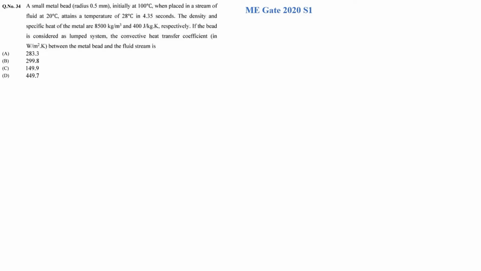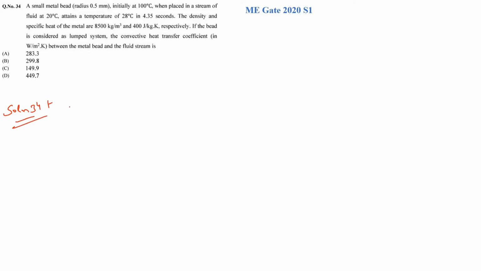So today we will be solving one more question from heat transfer, which was asked in GATE 2020 session 1. This question is based on the lumped parameter analysis, which is one of the topics in heat transfer. So before solving this question, let us have a quick brush up on the concept behind it.